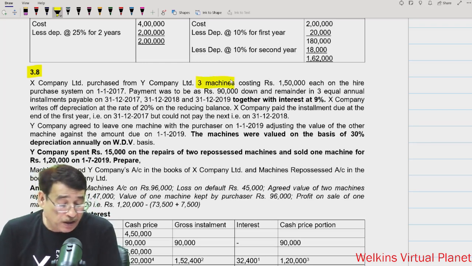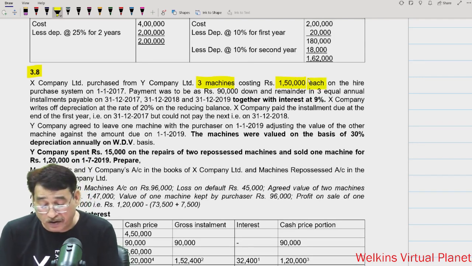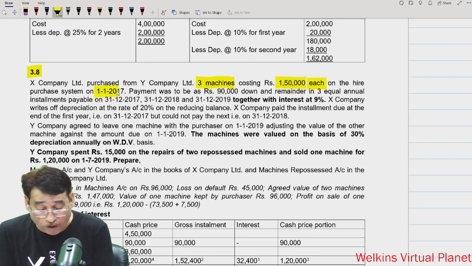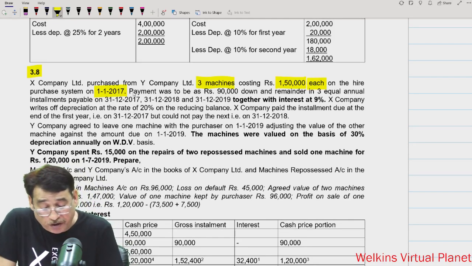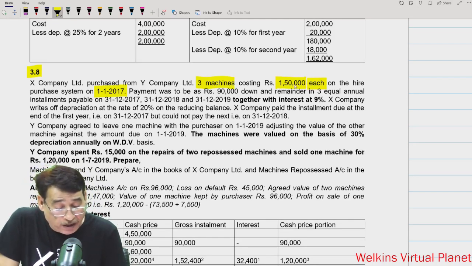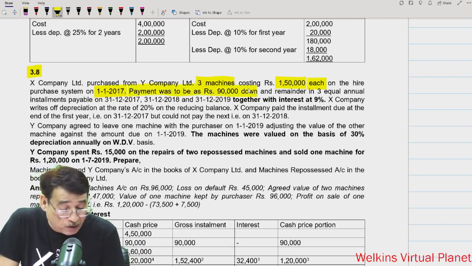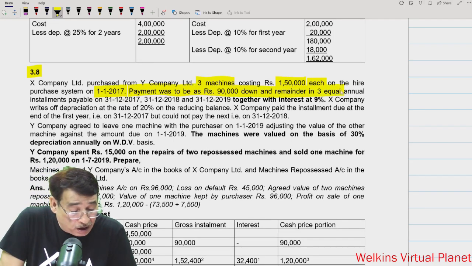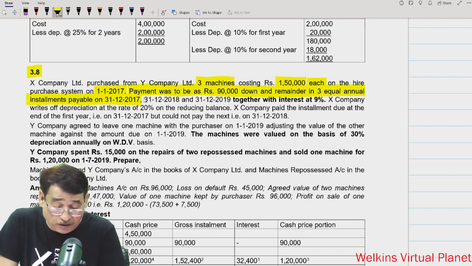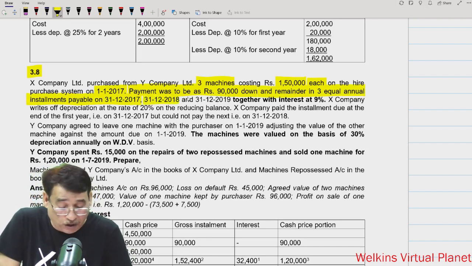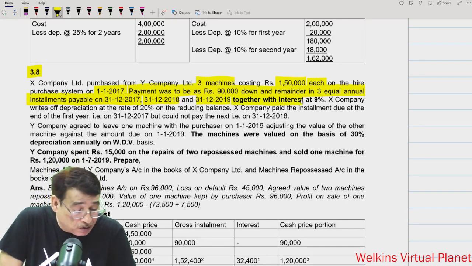Three machines have been acquired and the cost price is 1,50,000 each on hire purchase system on 1-1-2017. On 1-1-2017, we have acquired the machinery. Three machines we have acquired and their cost price is 1,50,000 each. Payment was to be made 90,000 down and remainder in three equal installments payable on 31st of 12 2017, 31st of 12 2018, 31st of 12 2019, together with interest of 9%.